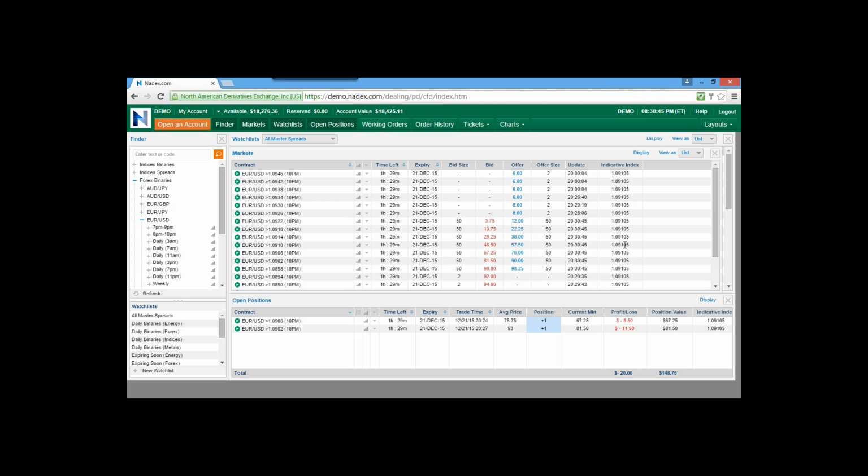Eric asks: if I'm long at a certain strike price, then short at the immediate strike price below my long position, is that as close as I can get to a straddle? You could do it that way. The way we do straddles is a little bit different. We do straddles with Nadex spreads. You can't really do an ideal straddle with binaries.